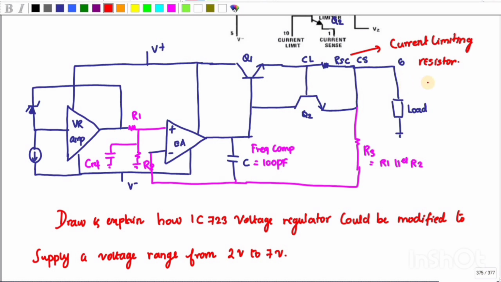Okay, so the question they may ask is draw and explain how the IC 723 voltage regulator could be modified to supply a voltage range from 2 volt to 7 volt. So we know that the V reference is nothing but 7.1 volt.